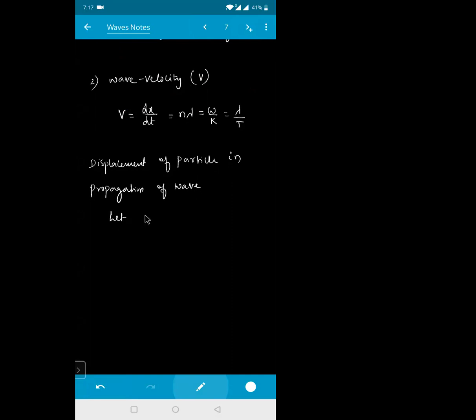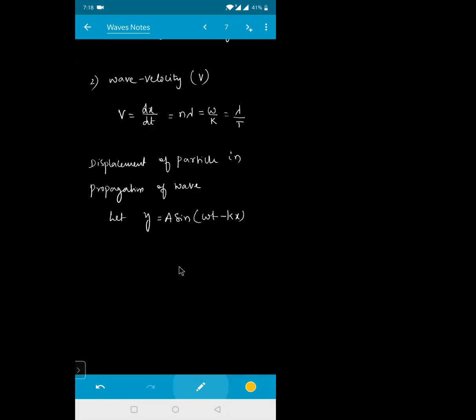Let the wave be represented by the formula y is equal to a into sine of omega t minus k into x. When it is minus, the wave is moving in which direction? Positive x-axis or negative x-axis? Positive x-axis. Now the wave velocity is dx by dt, and the particle velocity is dy by dt. Let us differentiate this with respect to time first.